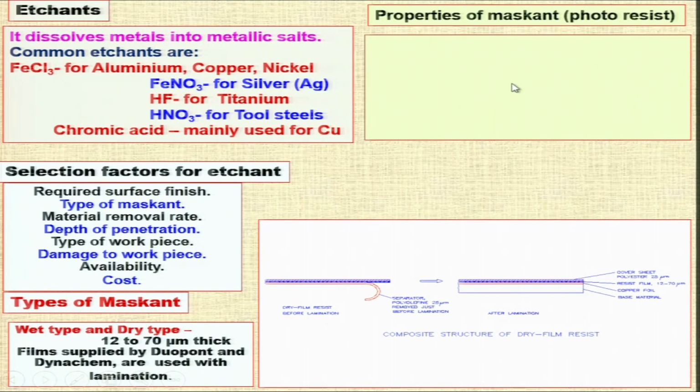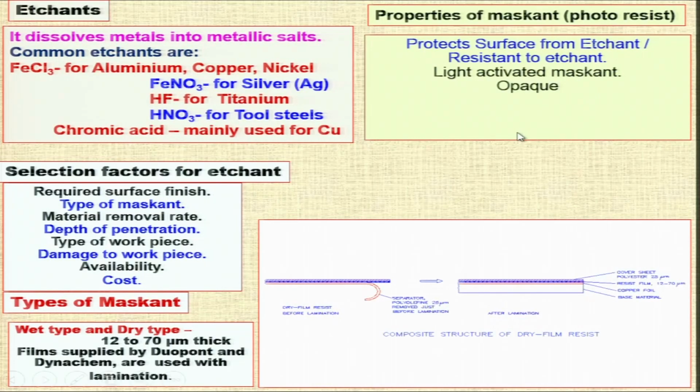Properties of maskant: photoresist. It protects the surface from the etchant and is resistant to etchant. We have already seen that photoresist remains there, and wherever photoresist is present, no material removal takes place. Only from the place which is open to the etchant does material removal take place.